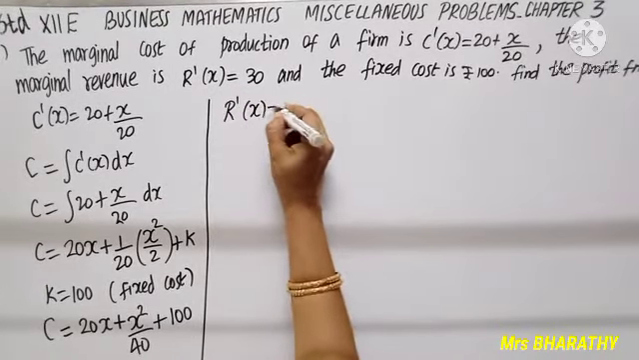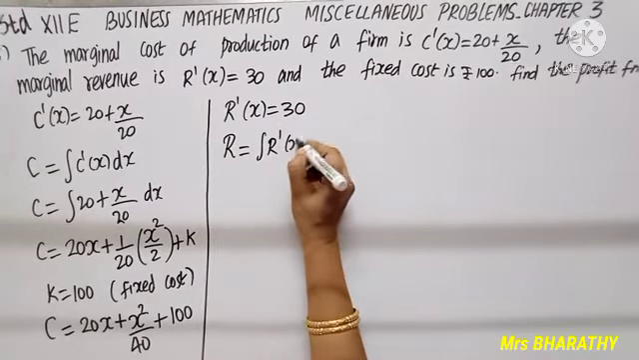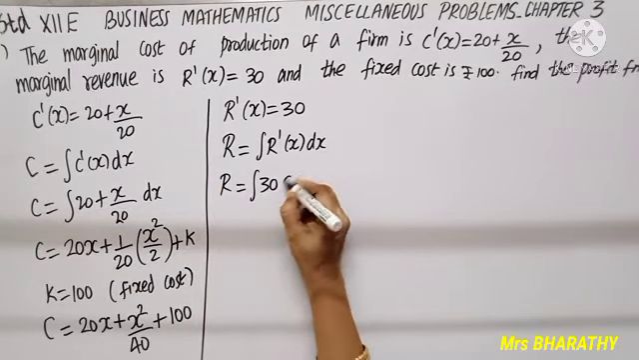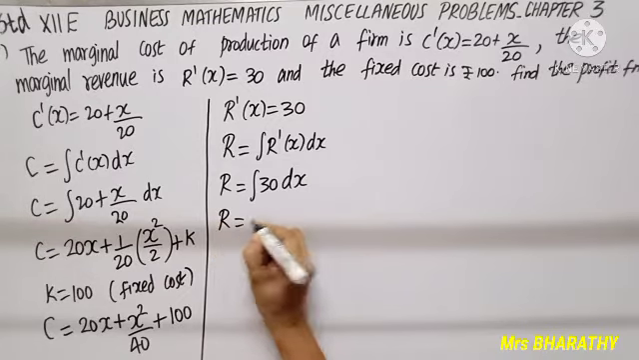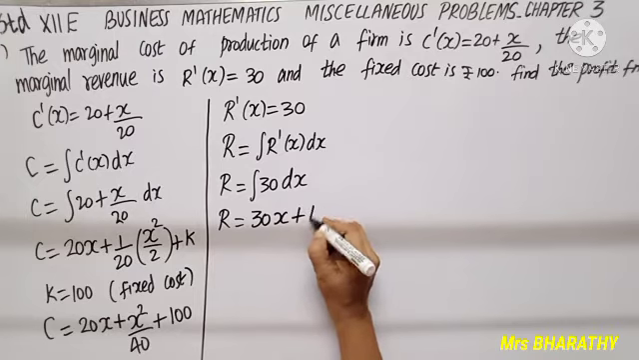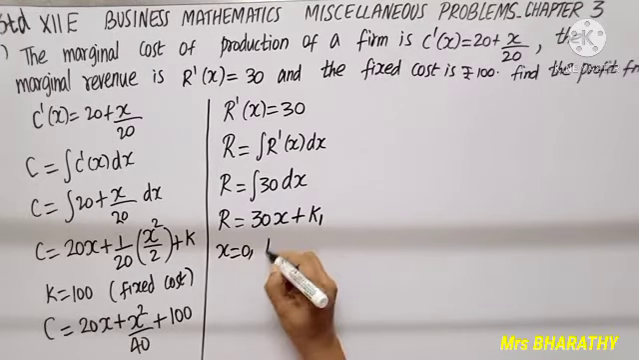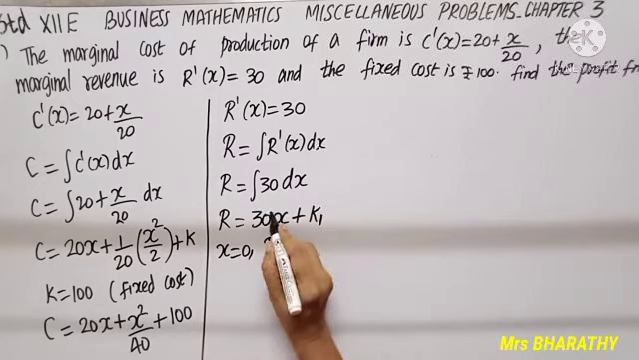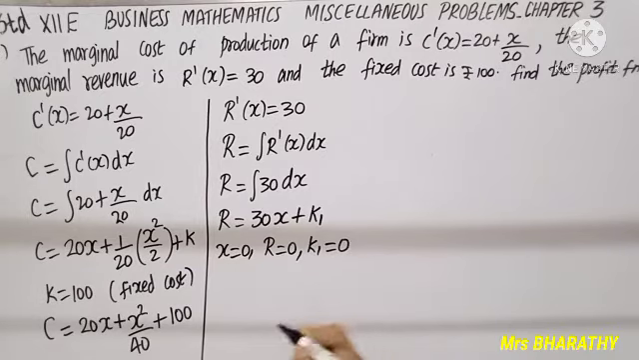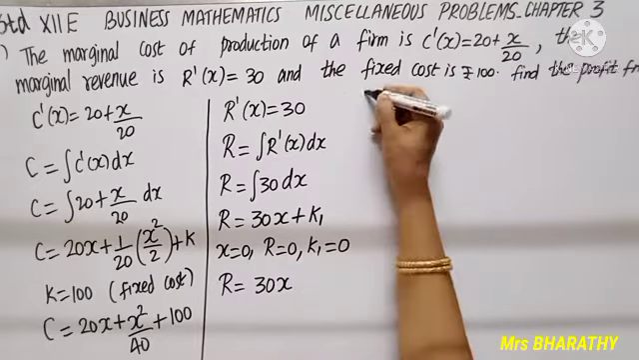Given R dash of x is 30, we need to find revenue, which is integral R dash of x, or it is 30 dx. The constant will become 30 into x plus some constant, say k1. x 0 tells me revenue 0. If x is 0, revenue 0, I get k1 also 0. So what is R? It is simply 30x.